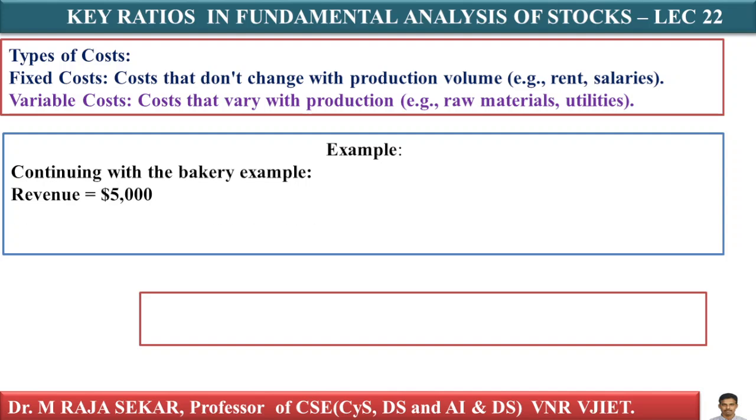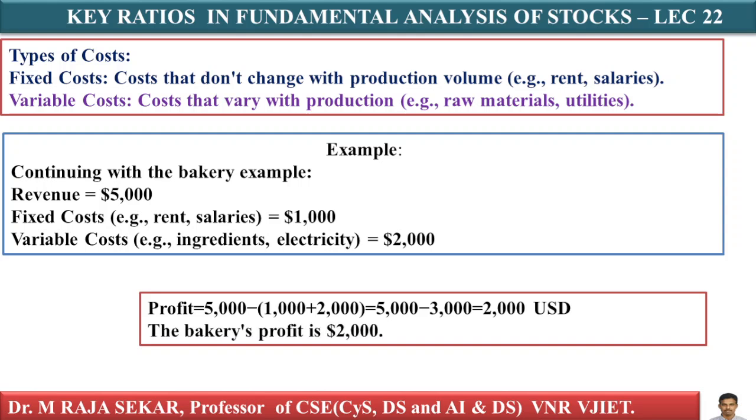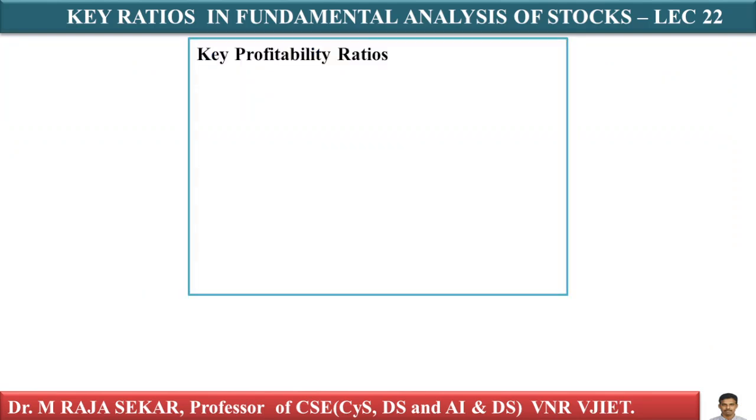For example, revenue is $5,000. Fixed cost, let me say rent and salaries, in this example, let me assume $1,000. Variable cost, ingredients and electricity, let me assume $2,000. What is profit here? That is revenue minus fixed cost plus variable cost. That is essentially $5,000 minus $3,000, which means $2,000. That is the bakery's profit. Just try to understand the difference between profit and revenue. This is an elementary thing, anybody can understand.